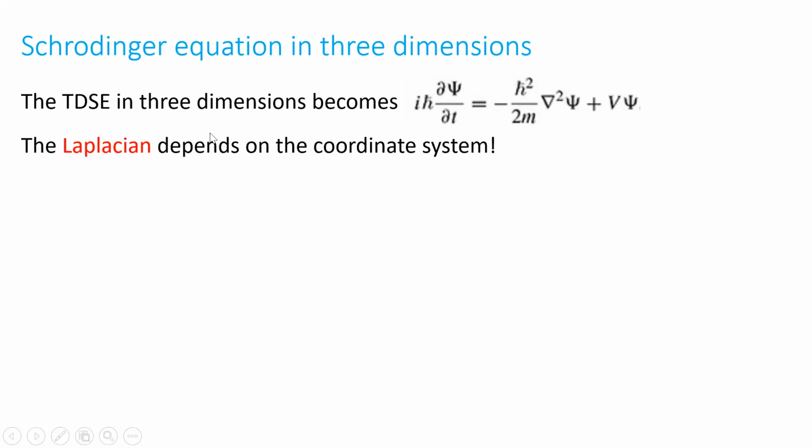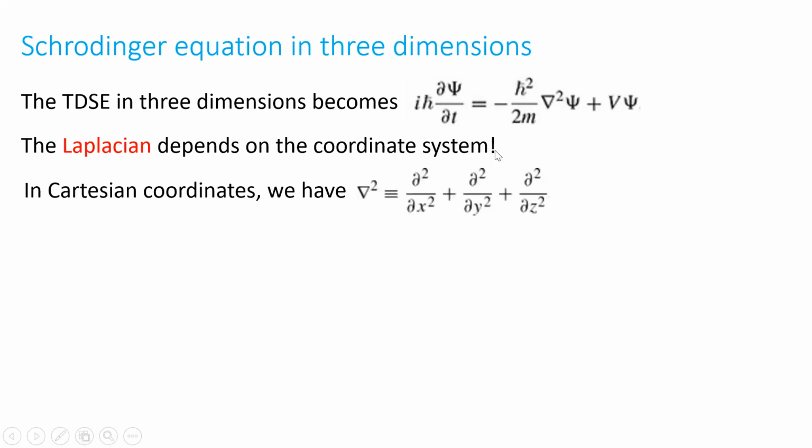So the form of the Laplacian depends on the coordinate system. In Cartesian coordinates, x, y, z, the Laplacian is the second derivative with respect to x plus the second derivative with respect to y plus the second derivative with respect to z. So this is a very convenient generalization of the second derivative with respect to x that we see in one dimension. We just add the second derivative with respect to y and with respect to z, the other coordinates, to what we have in one dimension to get three dimensions.